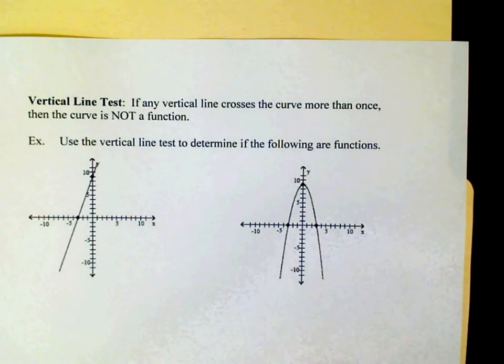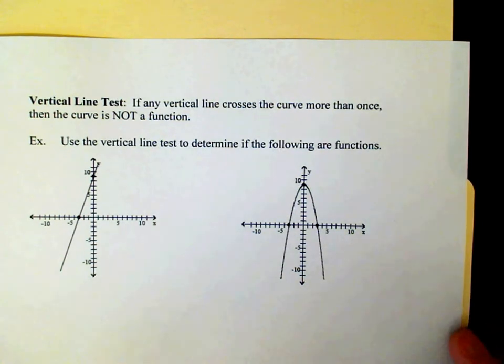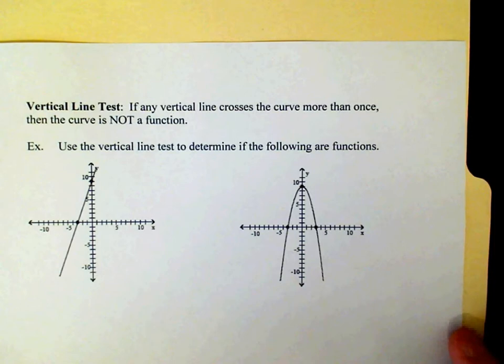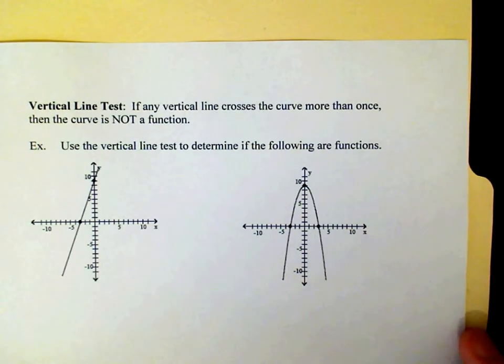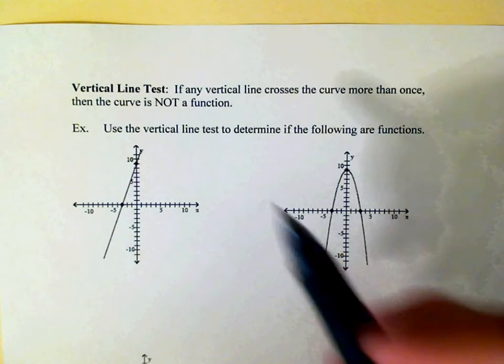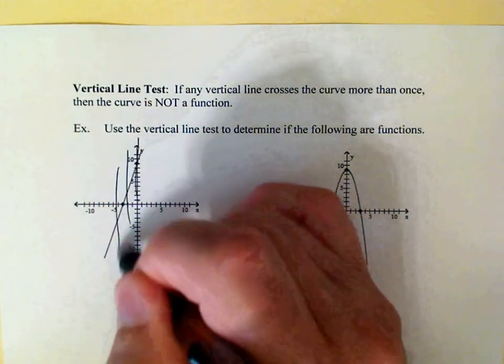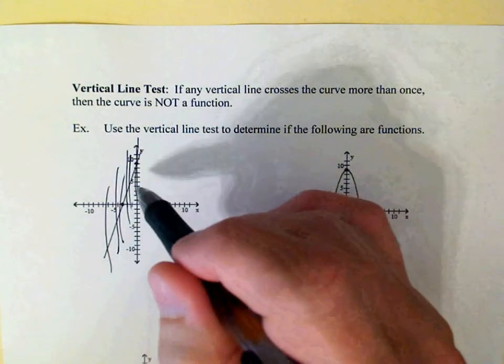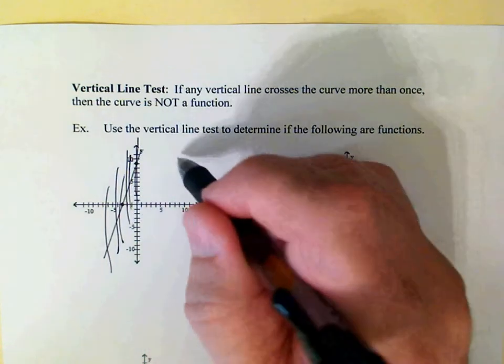This is the easiest way to determine functionality. That's what I call it. Vertical line test. If any vertical line crosses the curve more than once, then the curve is not a function. Simple as that. Watch this. Anytime I draw a vertical line anywhere, it only crosses it exactly once. So yes, this is a function.